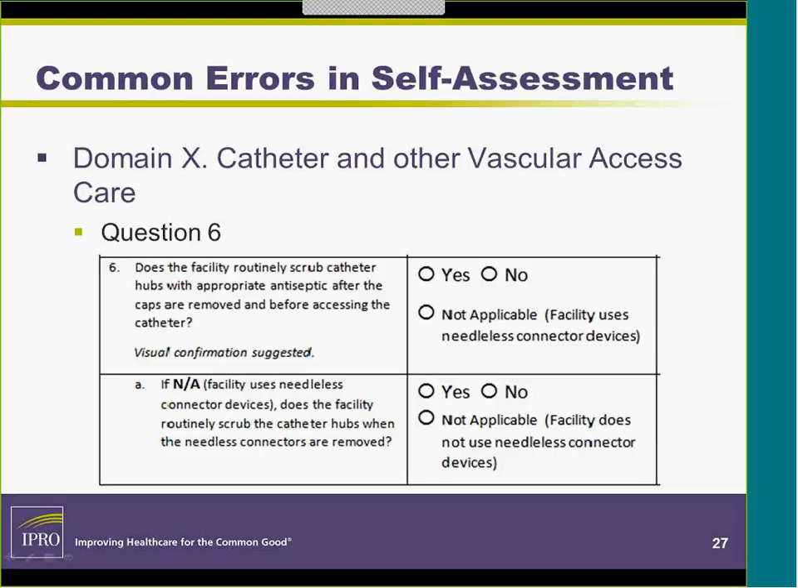While this specifically does not say in relation to needle access, it is asking about needle access. So for all the facilities I've been to and all that I'm aware of, because they're needleless, you would check not applicable and go to 6A. And then this is, if you're using those needleless devices, does the facility routinely scrub the catheter hubs when the needleless connectors are removed? So this is really, yes, there is some policy or procedure to scrub the hub for those connecting devices. But it could be no. That is how you would answer it. So N/A, and then yes or no, depending on what's happening at the facility level.